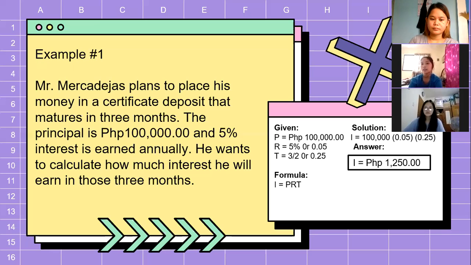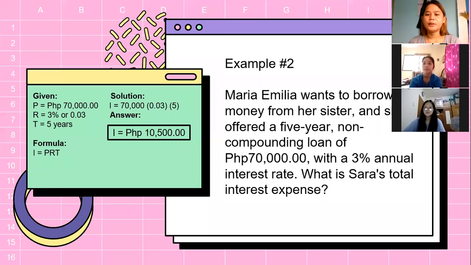I is equal to 100,000 multiplied by 0.05 and 0.25. The answer we will get is 1,250 pesos, and that's the interest.